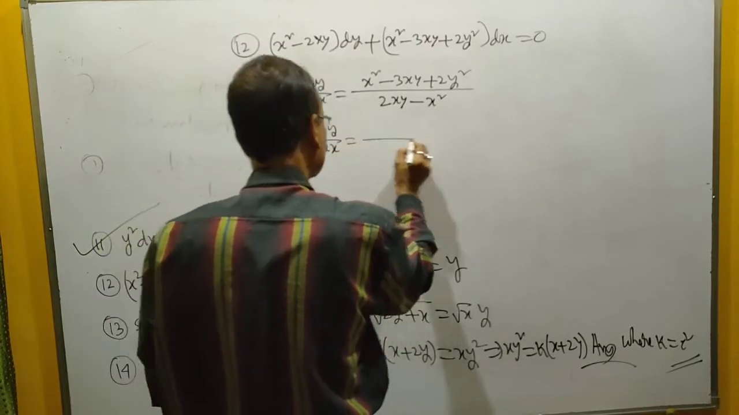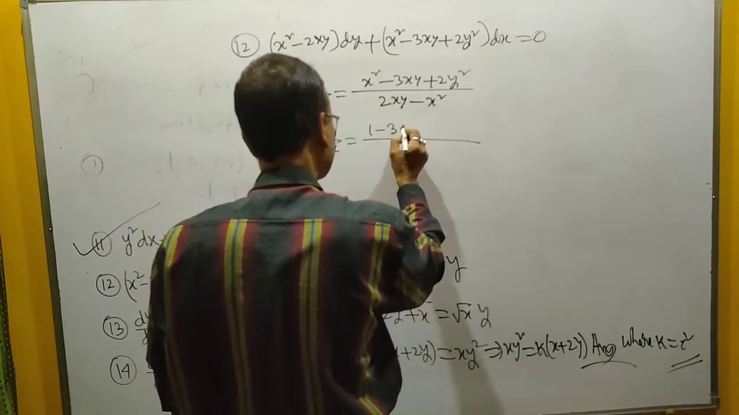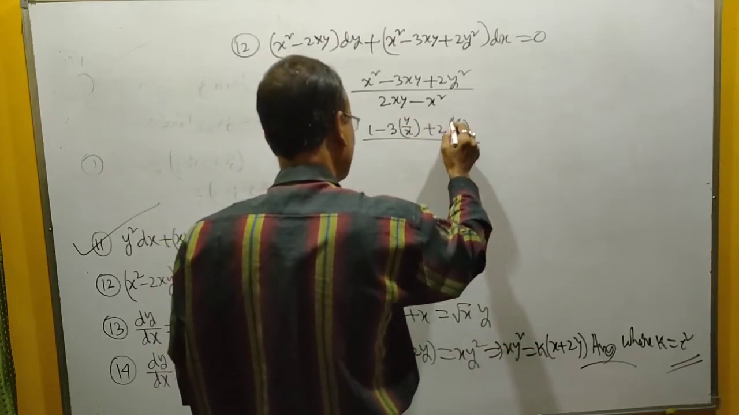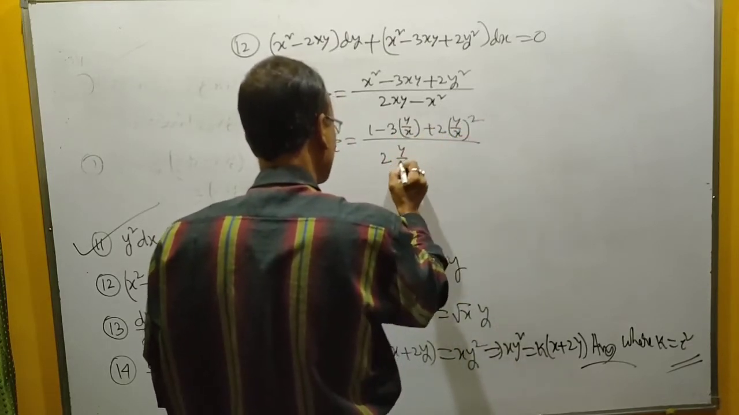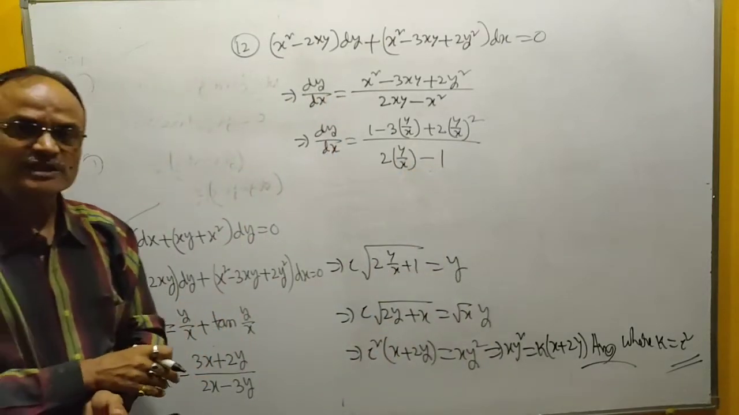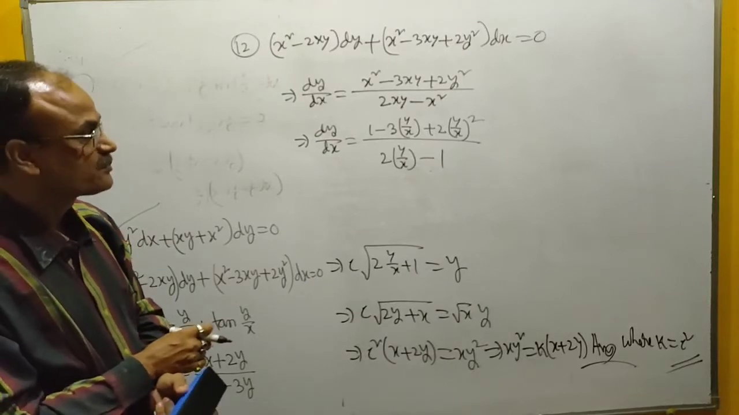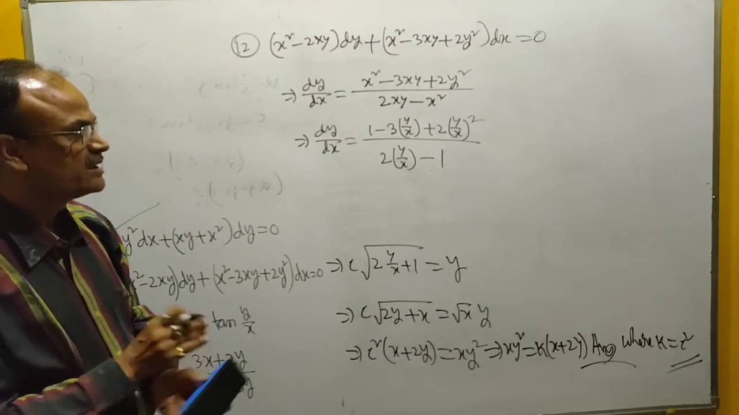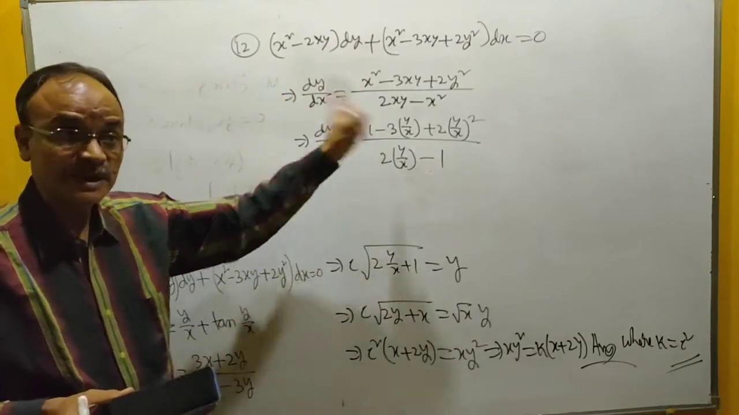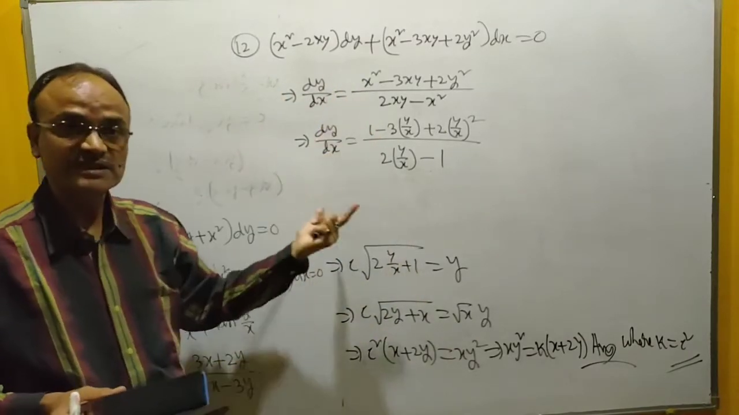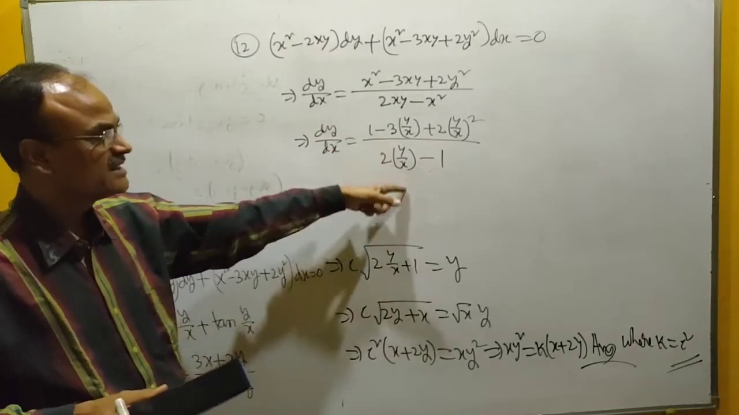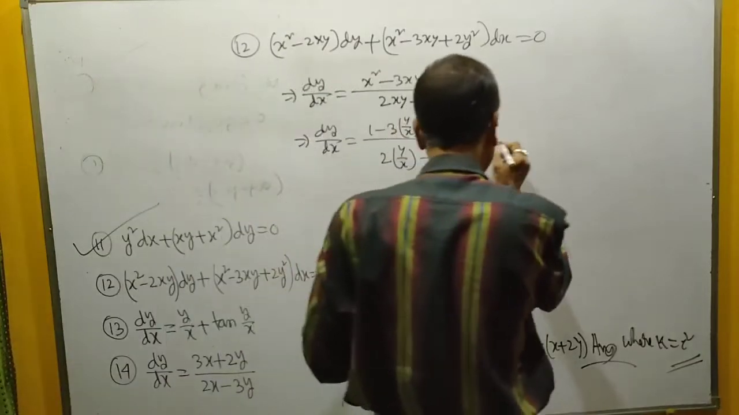dy by dx equal to 1 minus 3 times y by x plus 2 times y by x whole square, over 2 times y by x minus 1, dividing numerator and denominator by x square. Obviously this is homogeneous. Since it is homogeneous, every homogeneous differential equation can be expressed in the form dy by dx is a function of y by x. Suppose this is number 1.